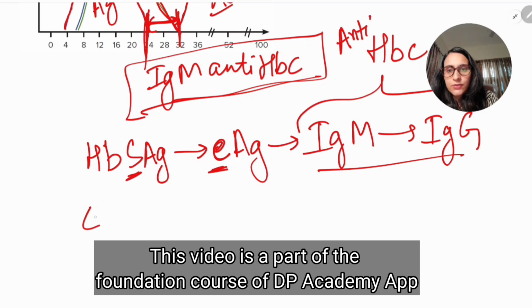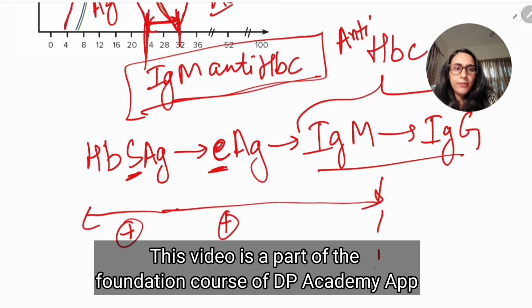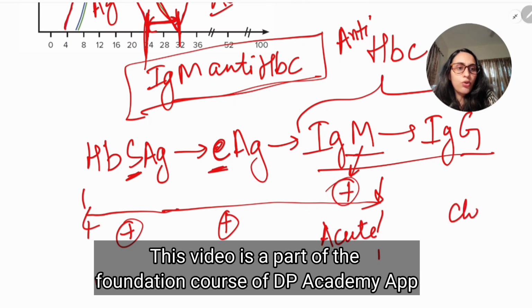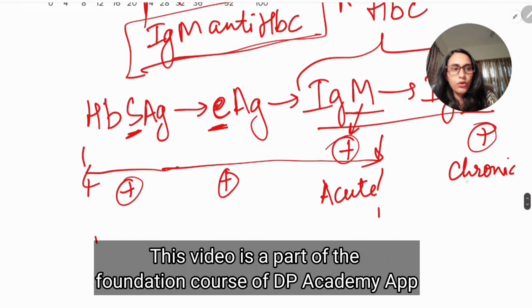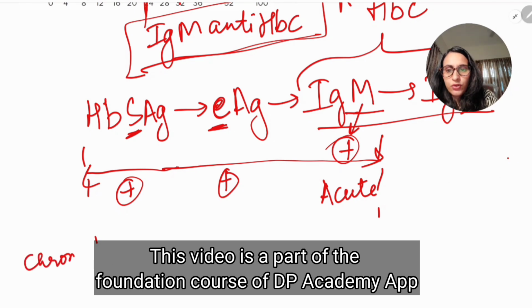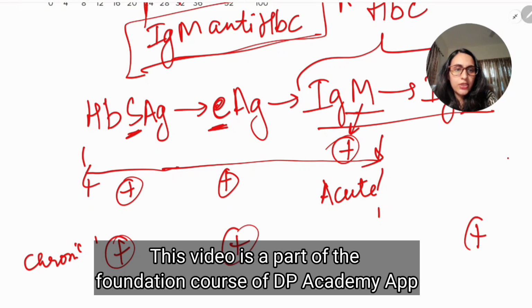So for acute hepatitis, what we find is surface antigen. Then we see the pre-core antigen and then immunoglobulin M. Remember, for M, G, first write M, then write G. M is acute. In the acute hepatitis, you will find IgM, and in the chronic hepatitis, you will find IgG. For chronic hepatitis, you will find surface antigen, pre-core antigen, and IgM.